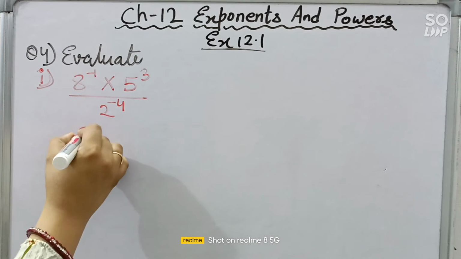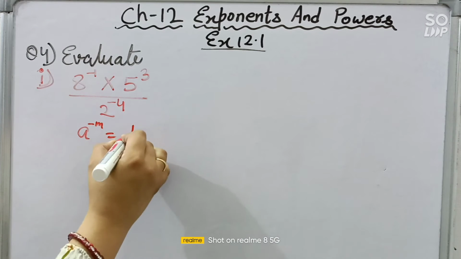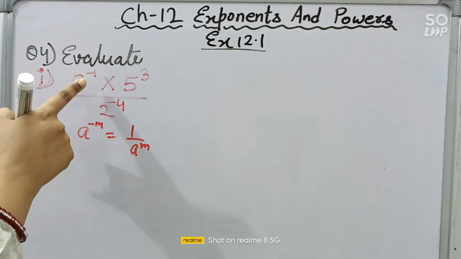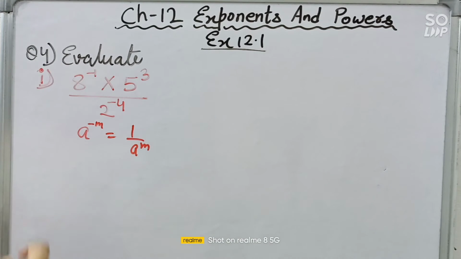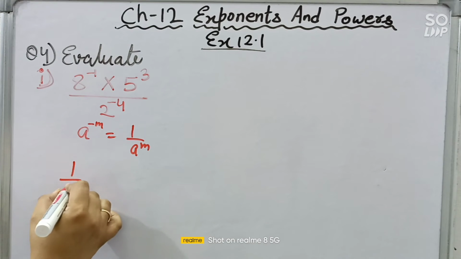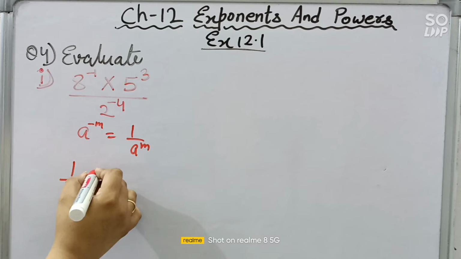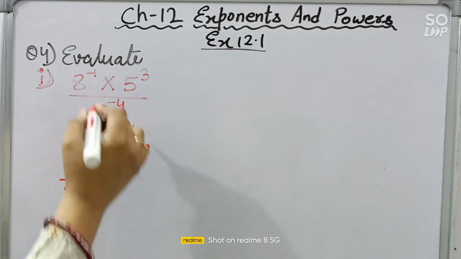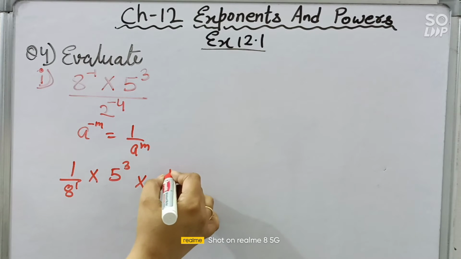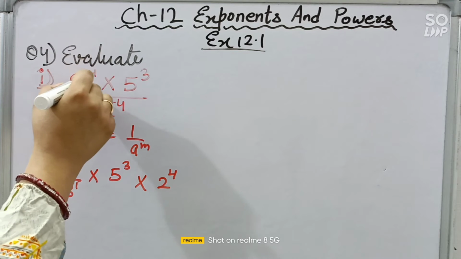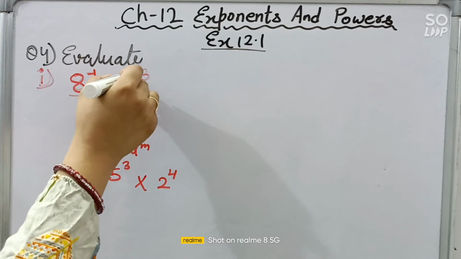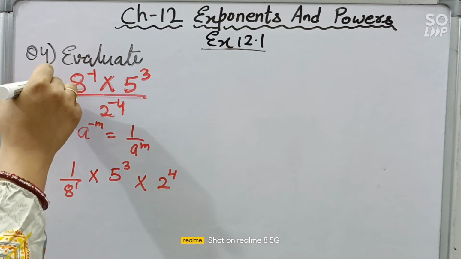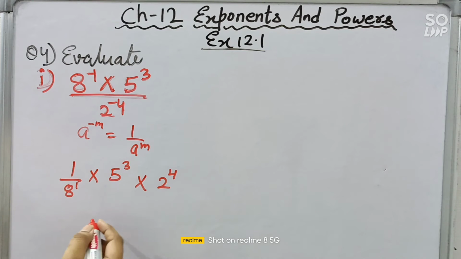We can apply one law, that is a raised to the power minus m is equal to 1 upon a to the power m. By this law we can write 8 raised to the power minus 1, because it is in negative, with a positive exponent as 1 upon 8 raised to the power 1 multiplied with 5 raised to the power 3. Now this 2 raised to the power minus 4 can be written as 2 raised to the power 4 in the numerator. Right? Now we can simply find out.